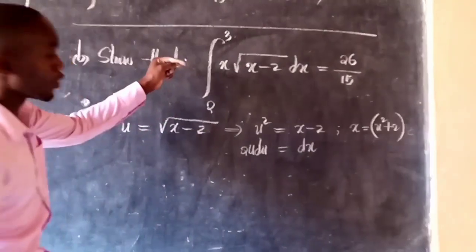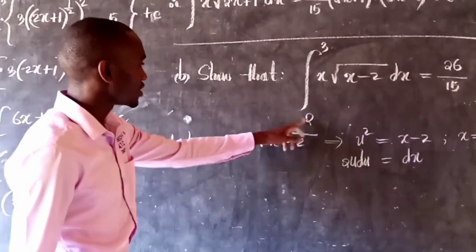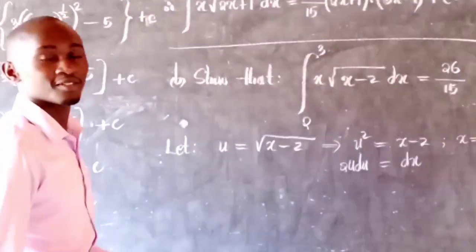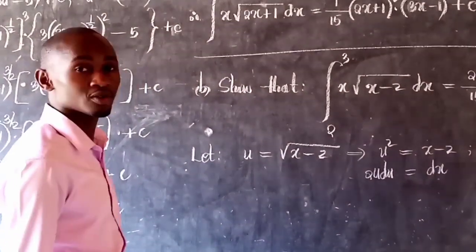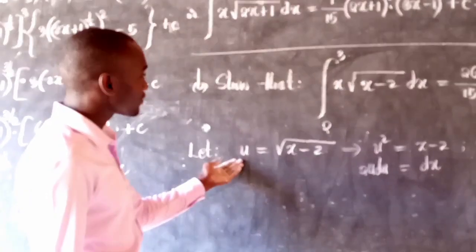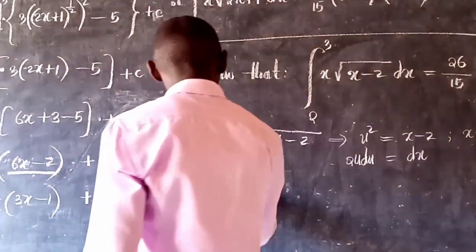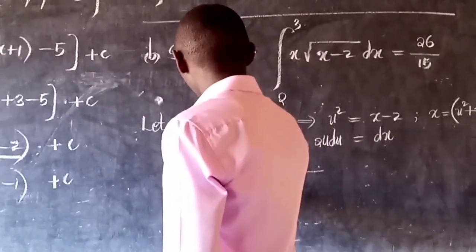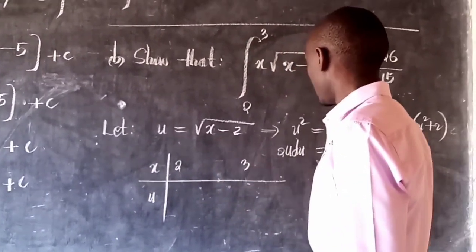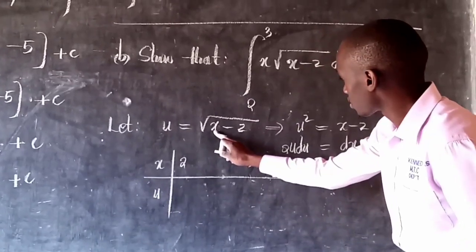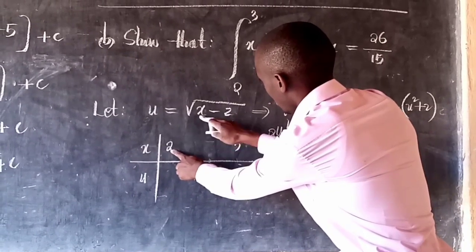But in a question where you have limits, you cannot do away with changing limits. After all, you are changing the variable. Remember, we are doing a technique of integration called the change of variable. So if you change the variable and an integration question has limits as well, you change limits. So we are changing limits from x to u. Our lower limit is 2, our upper limit is 3. u is the square root of x minus 2. So when you substitute x here, you're getting u.